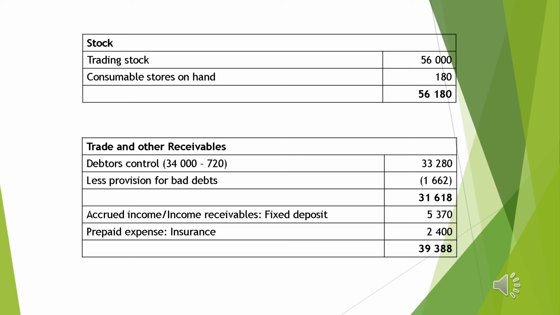Then we add accrued income, or income receivable. So it means that during the financial year, there was an amount of money that we were expecting to receive, or that we have earned but not yet received. So we call it an accrued income that is still receivable.